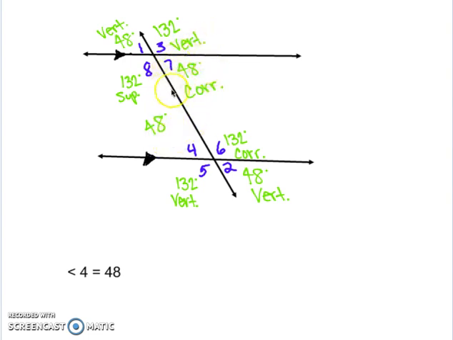Angle 7 would be 48 degrees, and the vertical angle to that, angle 1, would also be 48 degrees. So as you go through and fill these out, this is what you should end up with for each one. And that is when we were only given angle 4, which was 48 degrees. From that, we can go through and figure out all of these other angles.